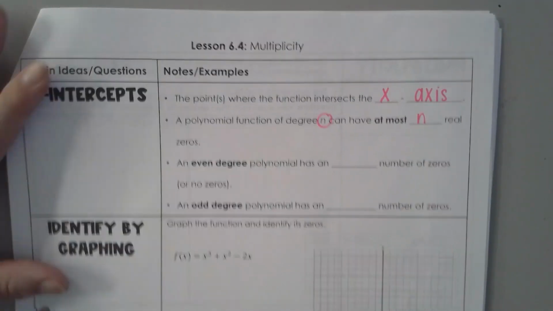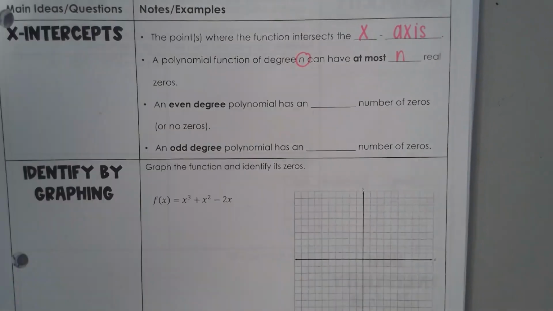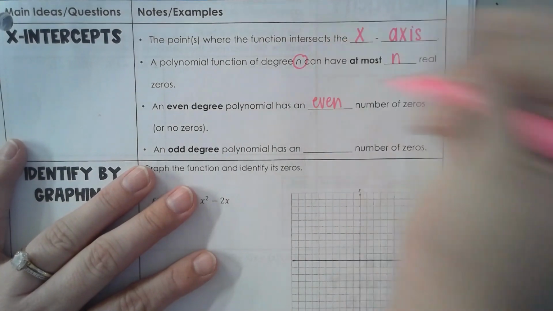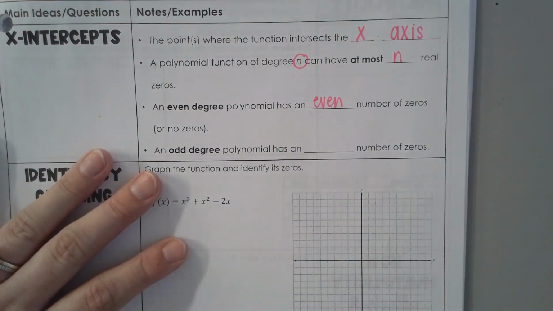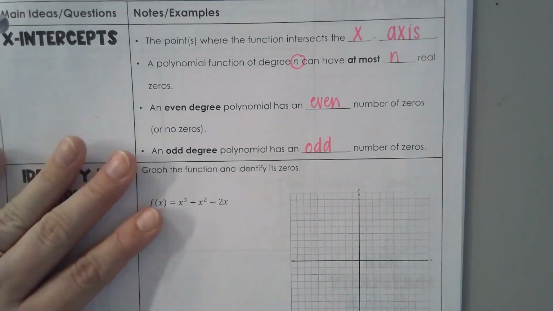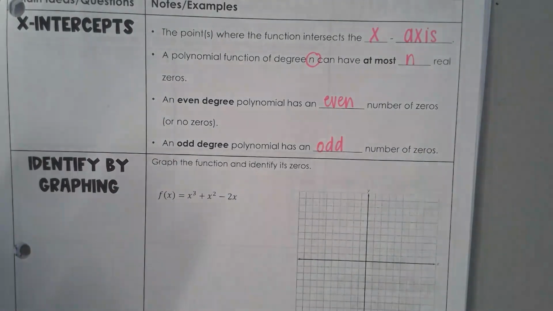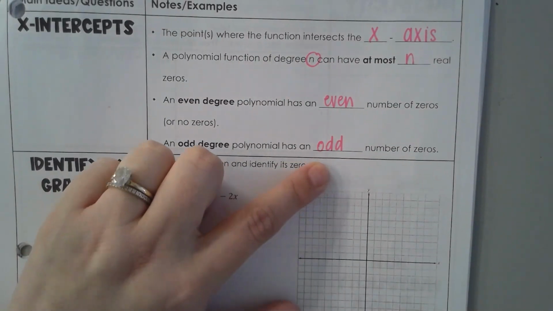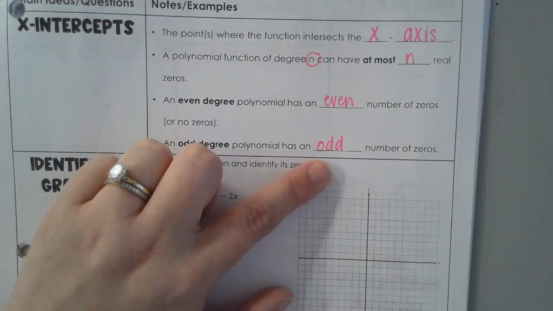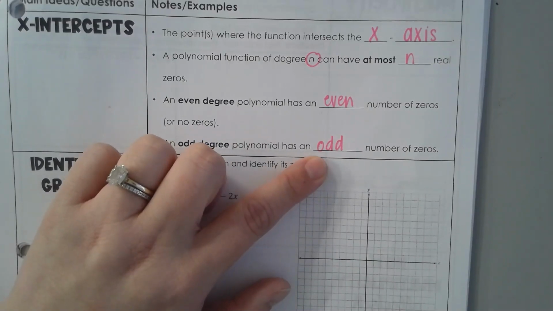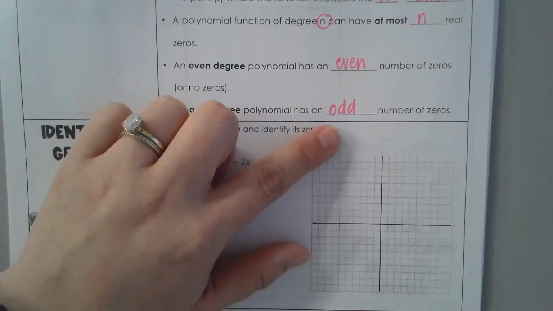And even more specifically, if the degree is even, the polynomial has an even number of zeros. And if the degree is odd, it has an odd number of zeros. So just because my degree is 7 doesn't mean that it absolutely will have 7 x-intercepts. It could have up to 7. And if my degree is 7, it could have 1, 3, 5, or 7 x-intercepts. Cannot have an even number. But we're going to get into something that's kind of like an exception to that. And that's where the multiplicity comes in.